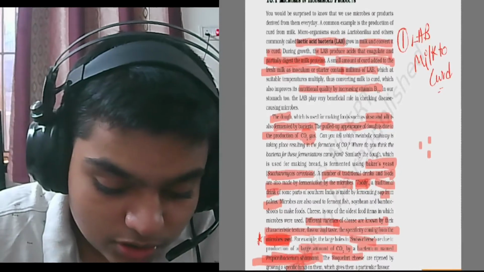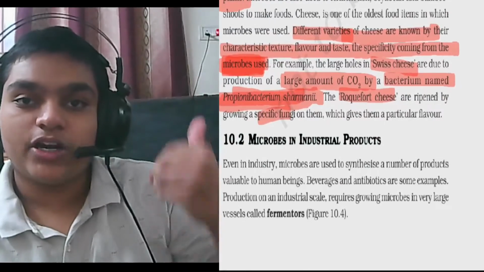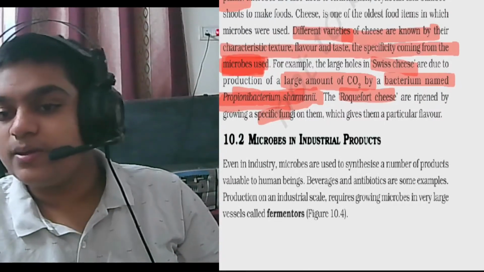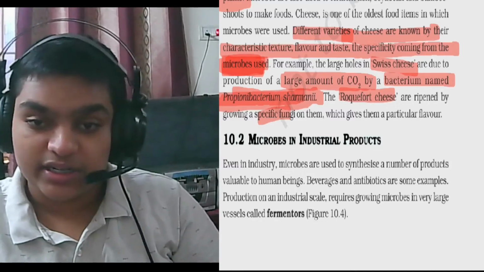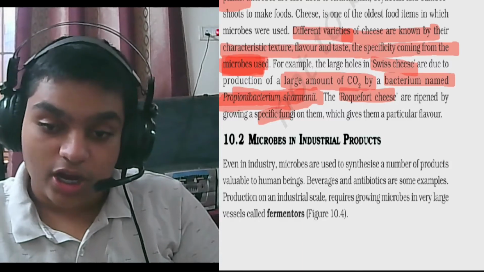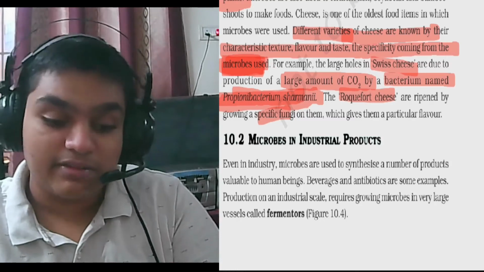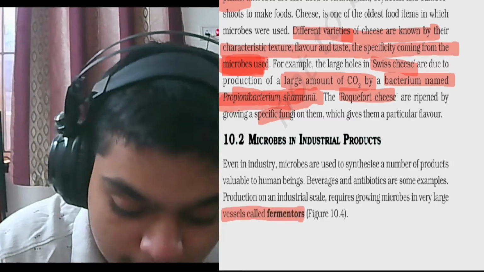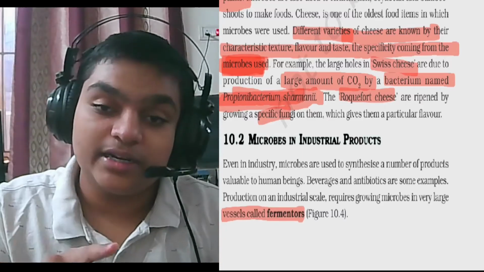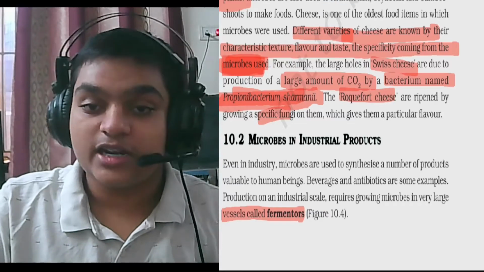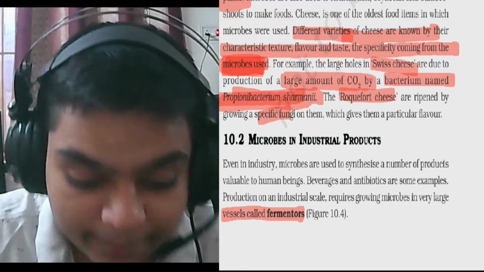Now we will be moving on to the use of microbes in industrial products. In industries, microbes are used in synthesizing many products like alcohols. Here we will be discussing the use of microbes in the medicinal industry, and first we will be talking about the production of alcohol or ethanol on a large scale. This production of ethanol is done in large vessels called fermenters, and interestingly our friend Saccharomyces cerevisiae, brewer's yeast, is used in the fermentation process.